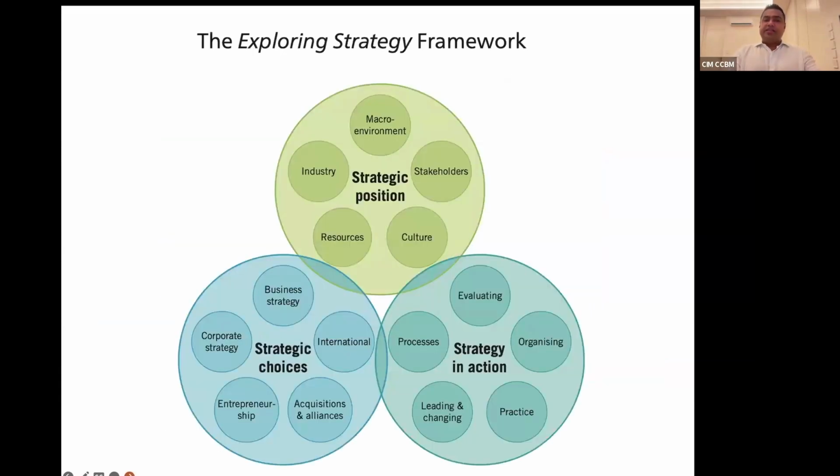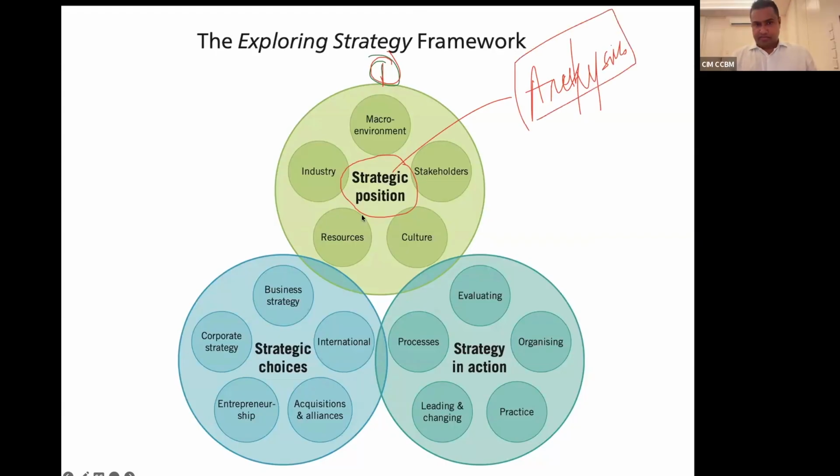And when we talk about strategy, this is one of my favorite books, Exploring Strategy. Authors Johnson and Scholes, we looked at their definition. They talk about 3 components of strategy. The first component is strategic analysis. So when you analyze, you look at the current position.